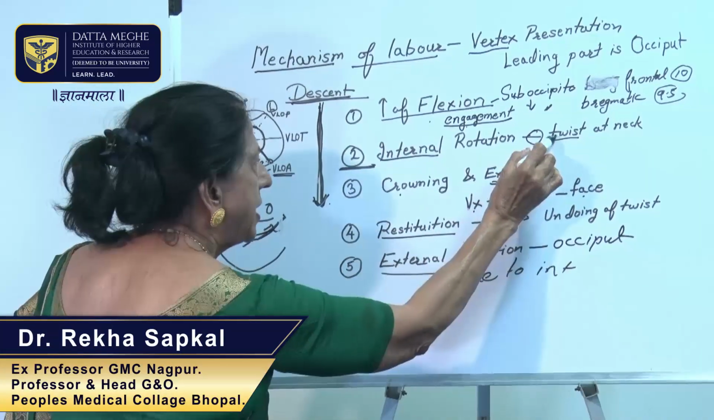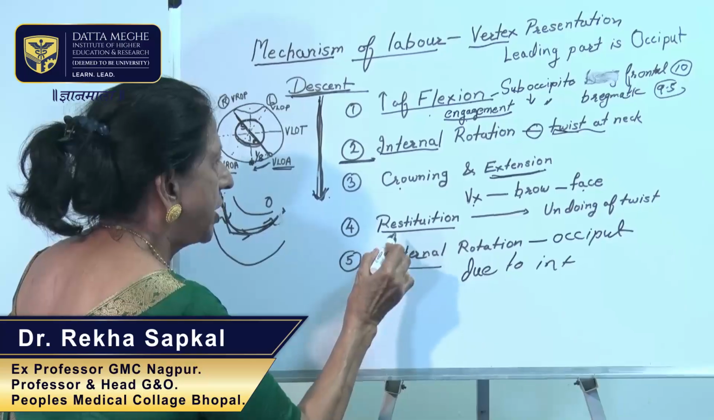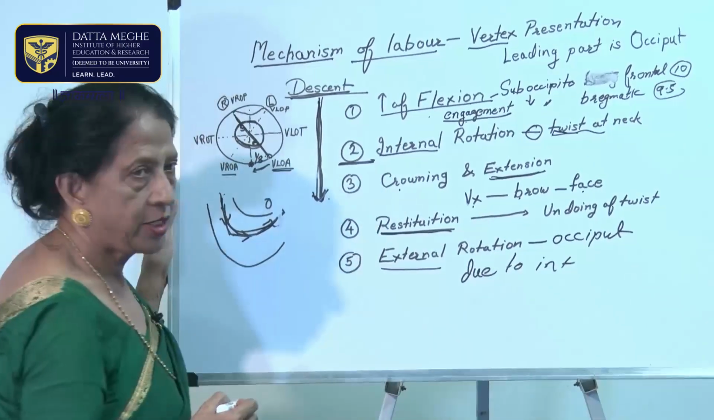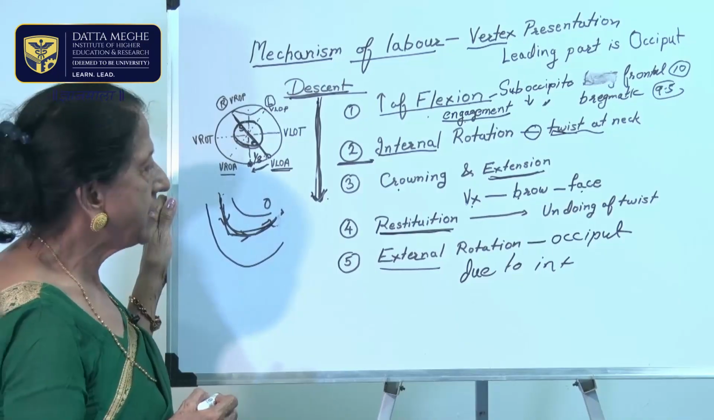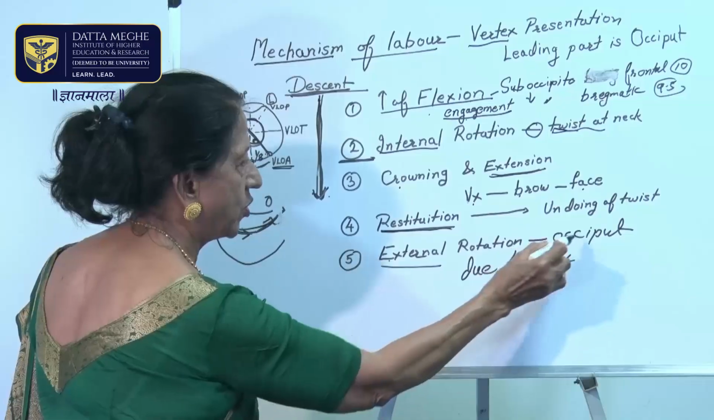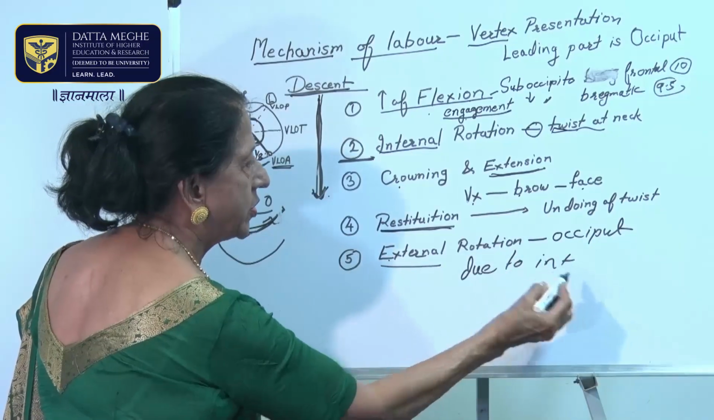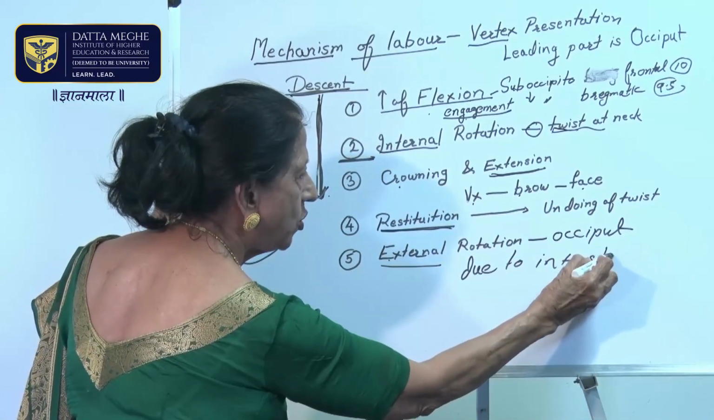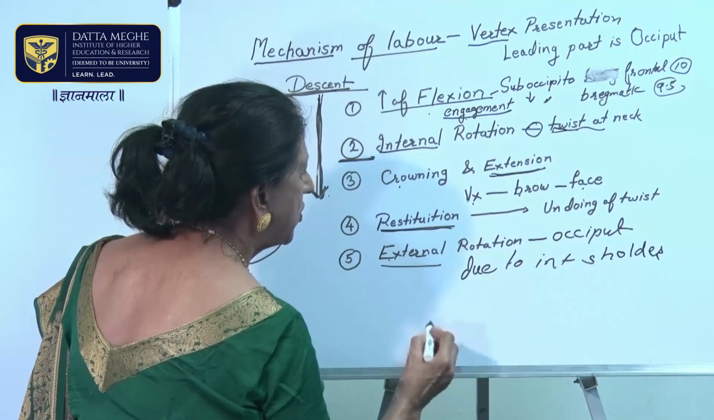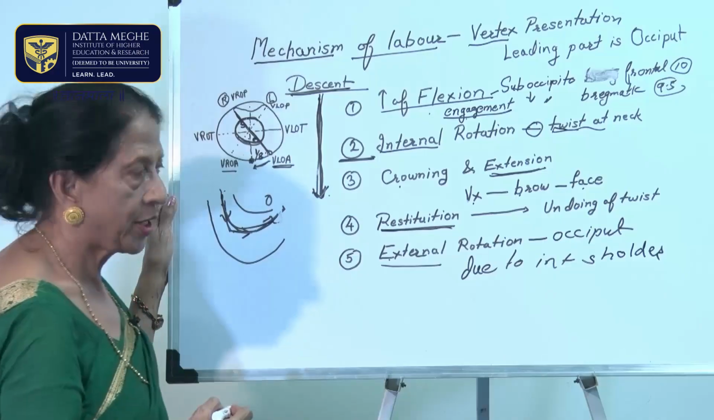When there was a twist at the neck by the movement of internal rotation, that undoing of the twist results into restitution. That movement is known as restitution. Lastly, there is external rotation of occiput due to internal rotation of the shoulder. Shoulder is borne out and the trunk and the lower limbs follow by the movement of lateral flexion.